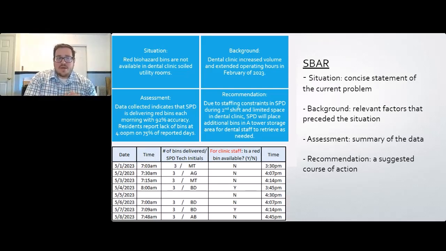So this is a situation that came up in one of our facilities. And the situation: red biohazard bins not available in dental clinic soiled rooms. That was the problem statement. We gave some background. In February, they increased their volume and extended their operating hours. So this is the point where if we go back to that DIKUW model, we have our observation, there's no red bins. They may not have stated it that clearly or that kindly when they called you about it at 4 o'clock in the morning, but that's how it's stated.